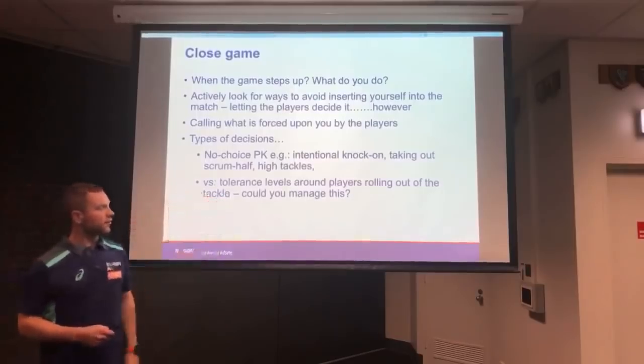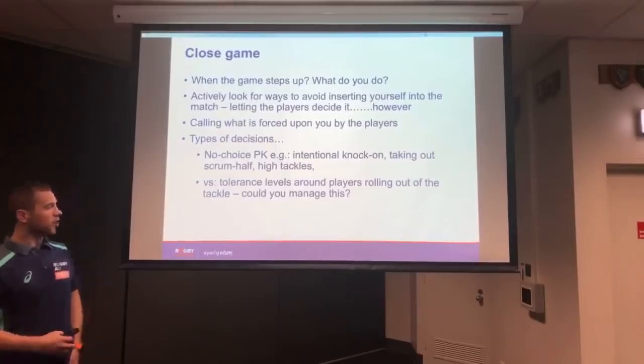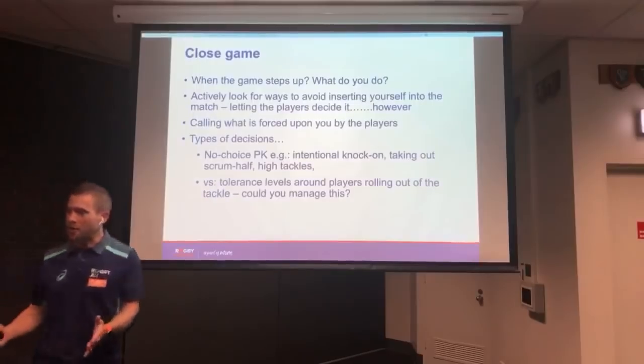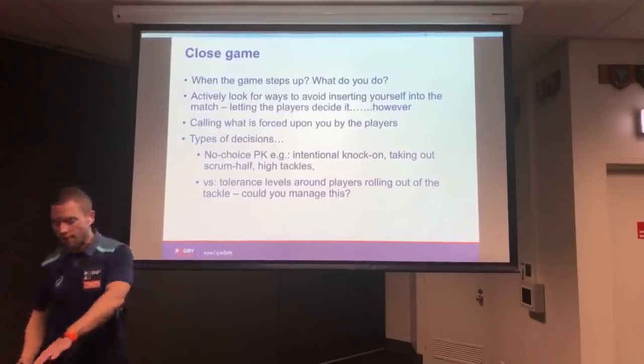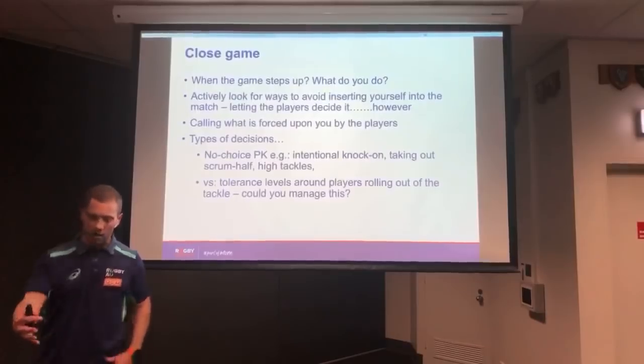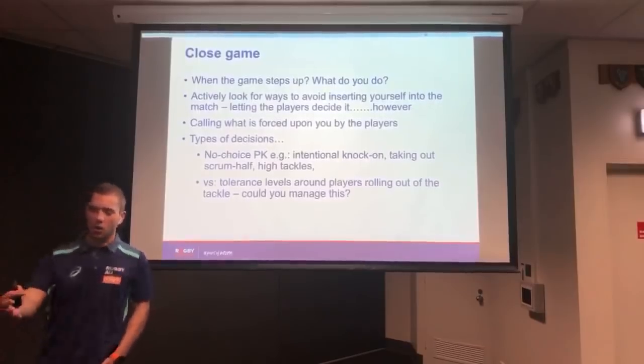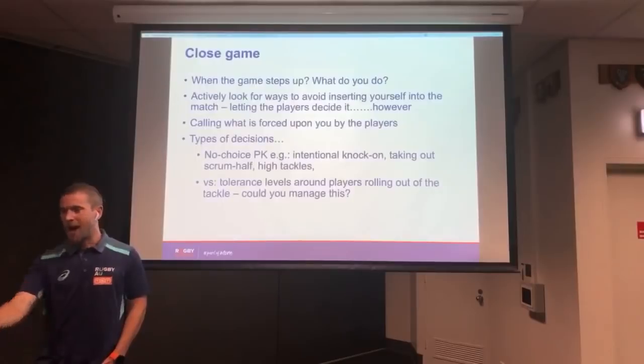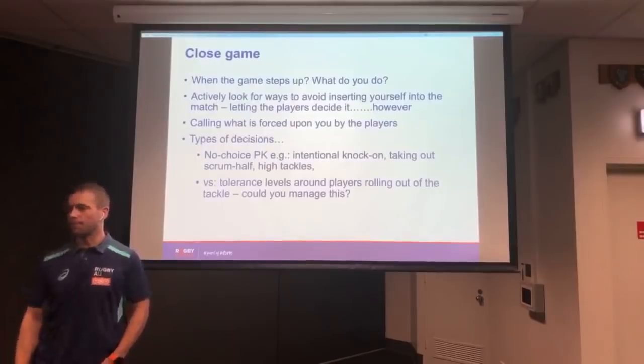Versus tolerance levels, say, about players rolling out of the tackle. We may be able to manage that situation. We may be able to manage the player out to get the ball out for the continuity to continue, rather than perhaps deciding the match on a tackler who was marginally slow to roll out of the game.